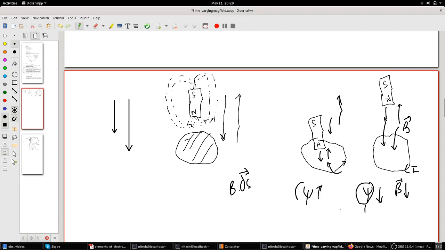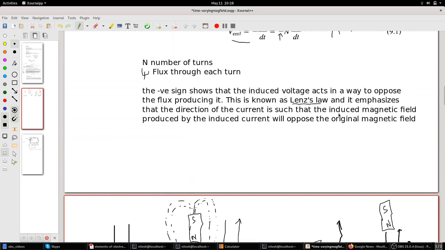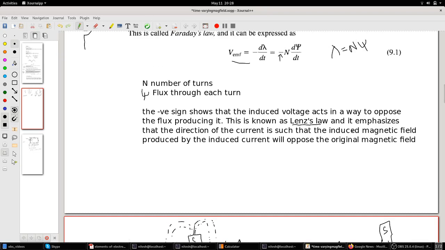In the first case the flux was increasing, so the induced current has to oppose the increase. In this case the psi was decreasing, so the induced current has to create a magnetic field which will oppose the decrease, so it will increase the psi. So that's what it is. This is your Lenz's law. The direction of the current is such that the induced magnetic field produced by the induced current will oppose the change in the magnetic field, or the original magnetic field.